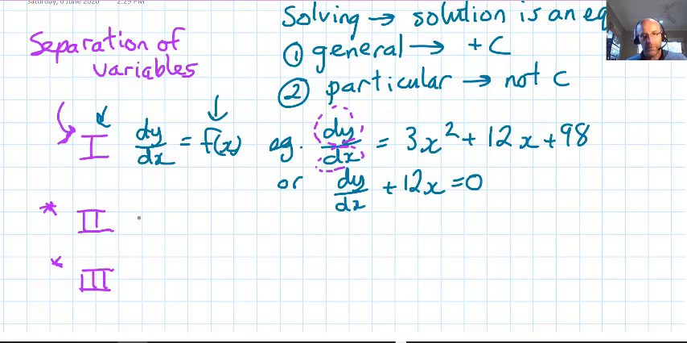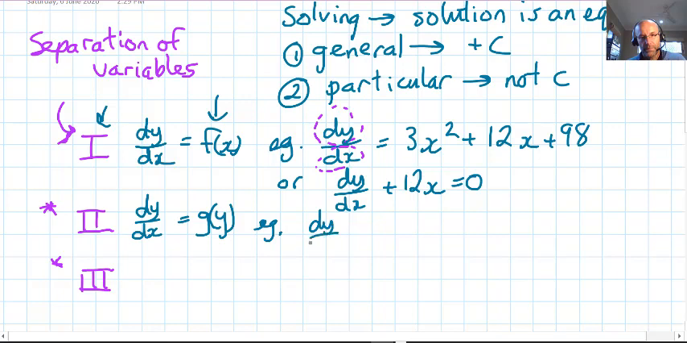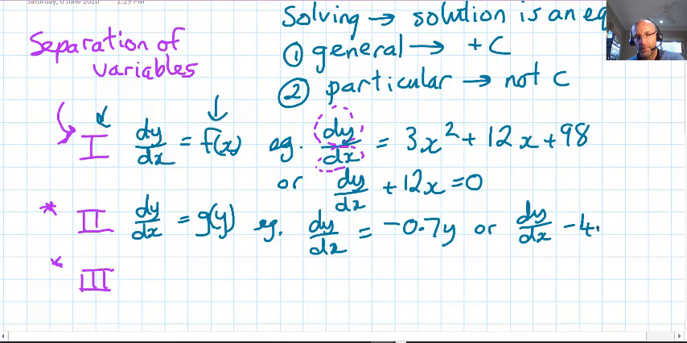The second type, which will be shown fully in the next video, is something of the form dy dx equals a function of y, so we might say g of y. Examples of that might be dy dx equals, say, negative 0.7y. You can see the y on the right hand side there. Or another example might be dy dx minus 4 root y equals 0.